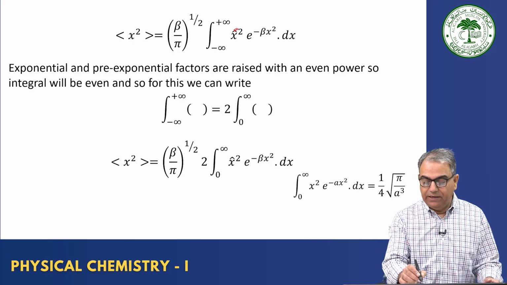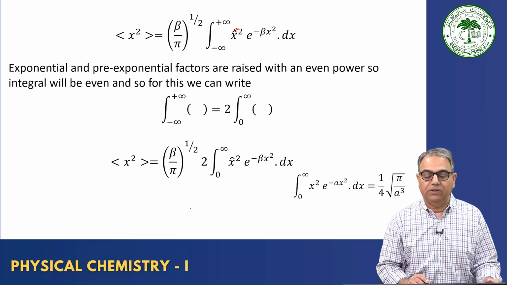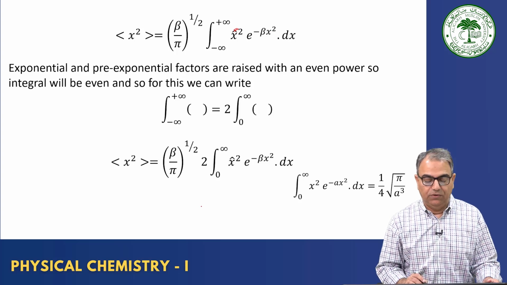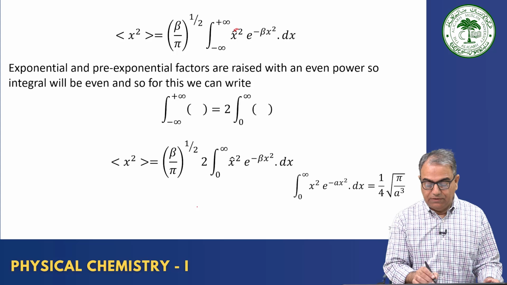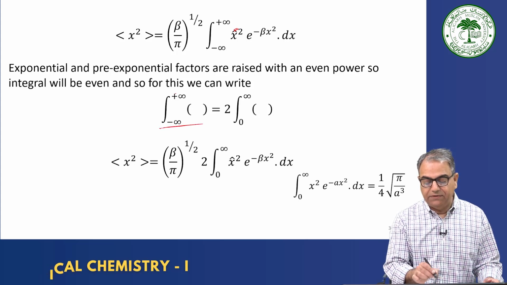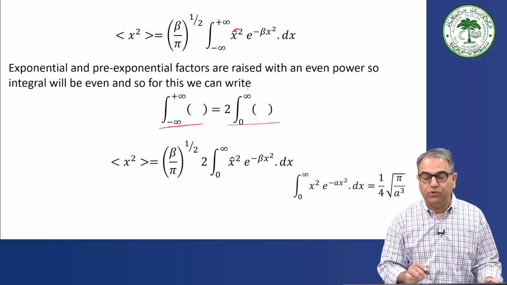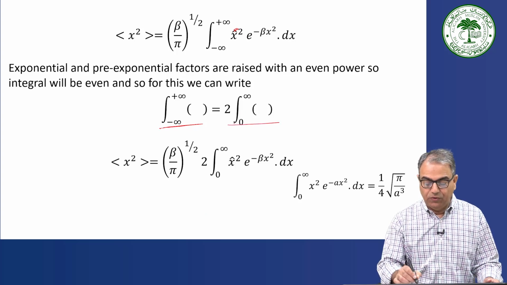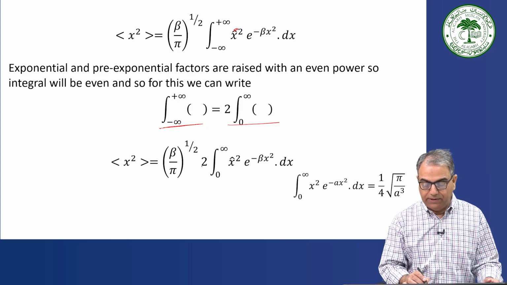Now here, both are even quantities, x square and exponential minus beta x square. So this integral will not be equal to 0, and since it is an even function, we can use the relationship that the integral from minus infinity to plus infinity can be written as 2 times the integral from 0 to infinity. So if you use this relationship, then for x square, beta divided by pi raised to the power 1 by 2, for this integral we will write 2.